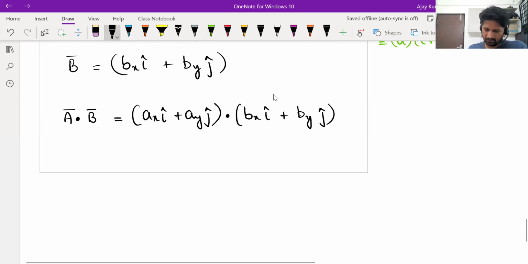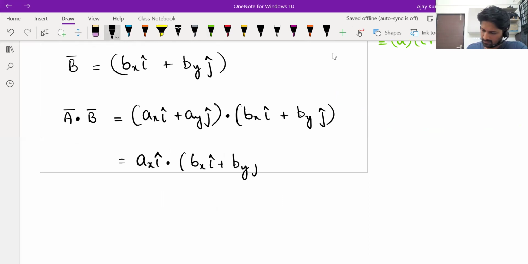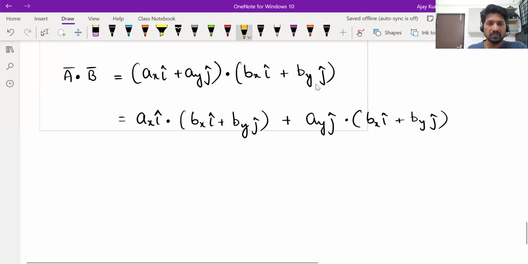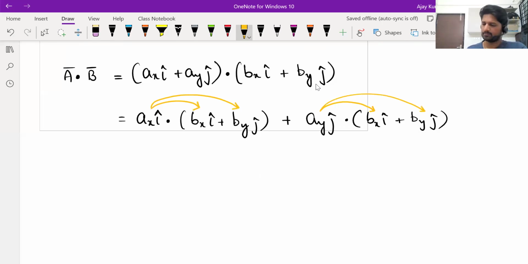So what you will be doing effectively is ax I cap dot that second vector, bx I cap plus by j cap, and then ay j cap dot bx I cap plus by j cap. Okay. Now let us evaluate the dot product between each term separately. So dot product between this and this, then the dot product between this and this, and next dot product between this term and this term, and then the dot product between this term and this term.